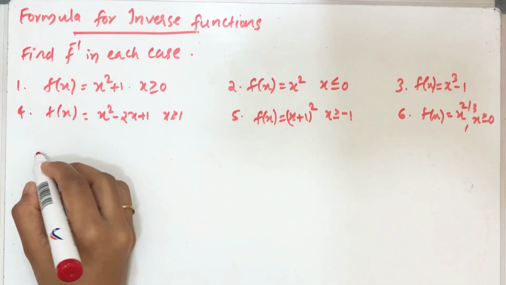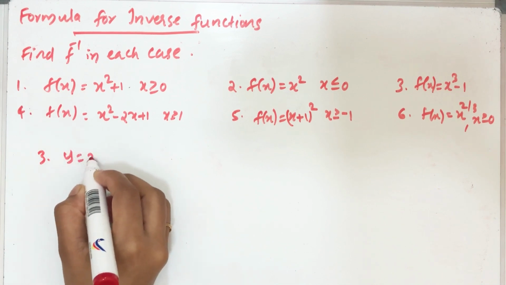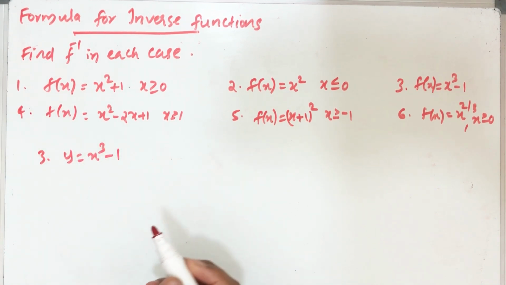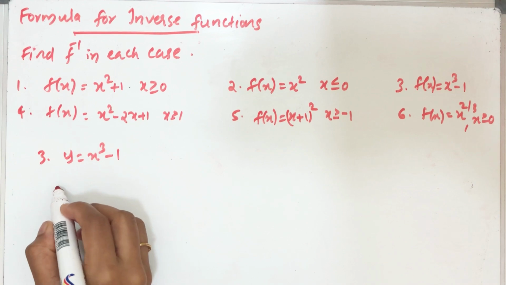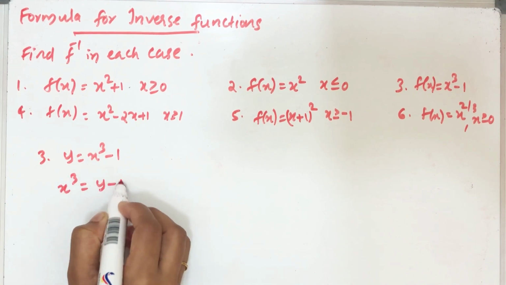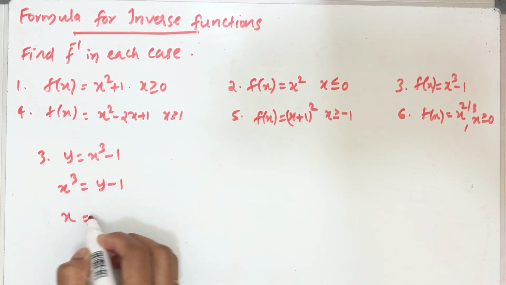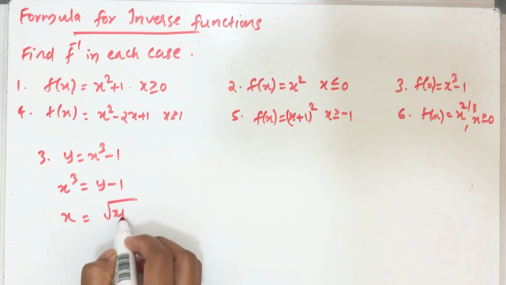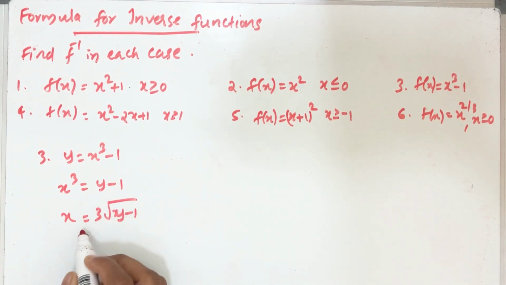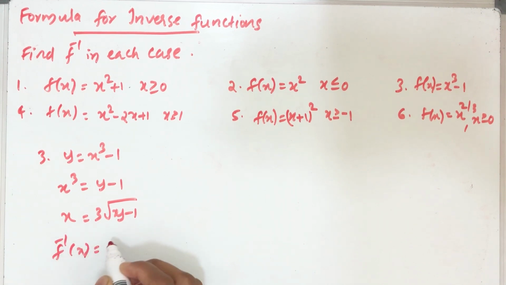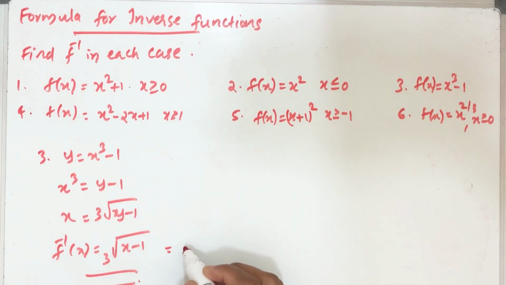See, third question, f of x is equal to x cube minus 1. So we can write x cube is equal to y minus 1. So x is equal to cube root of y minus 1. We can interchange x and y. So we can write f inverse of x is equal to cube root of x minus 1. This is nothing but x minus 1 the whole raised to 1 by 3.